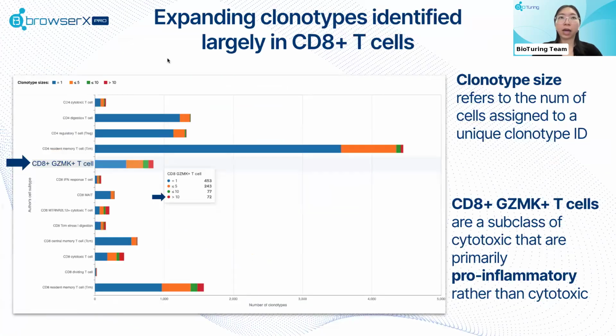So of course, we're looking at samples from patients with inflammatory arthritis. And so we expect to see a large population of T cells that are pro-inflammatory. And so we could observe that within these expanding clonotypes here.